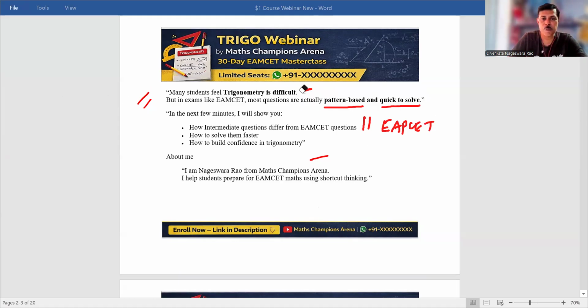I think probably I made it clear. In this particular session, we are going to look at how to solve them faster and how to build confidence in trigonometry. These are the things I am going to address with you.